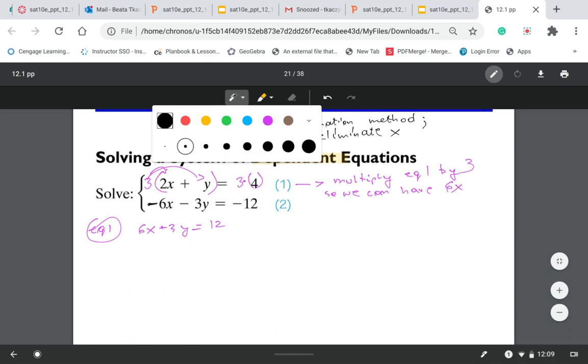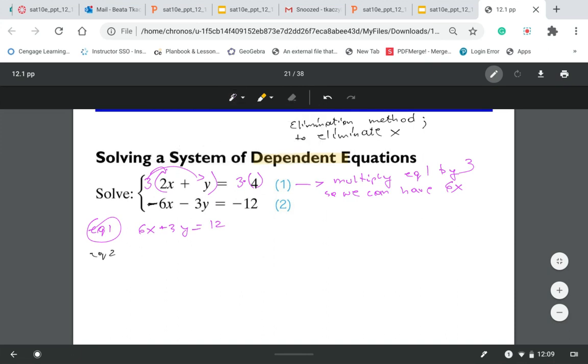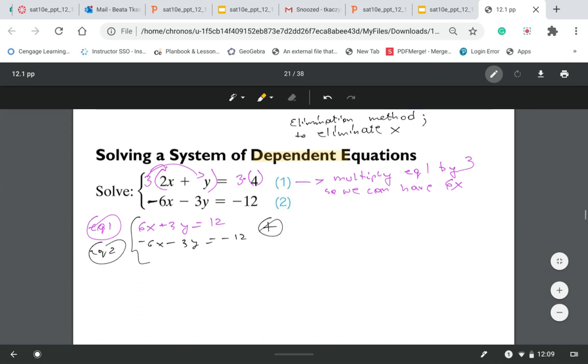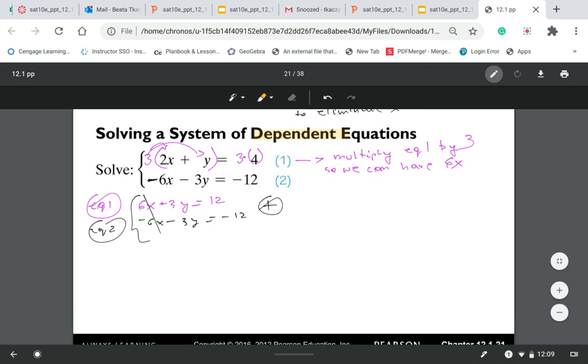And I copy equation 2. So we have negative 6x minus 3y equal negative 12. Now, when you have opposite coefficients in front of x, we're going to add the equations together, and that will cancel, and that will cancel. So look what happened here. We end up with 0 equals 0, which is a true statement.